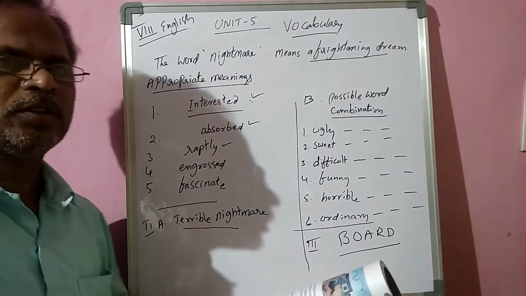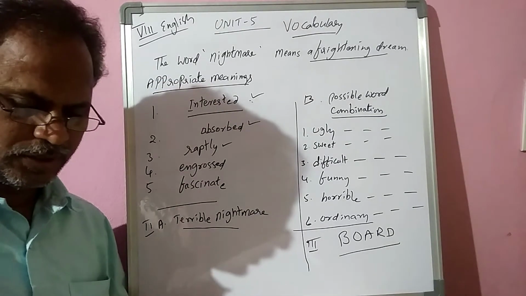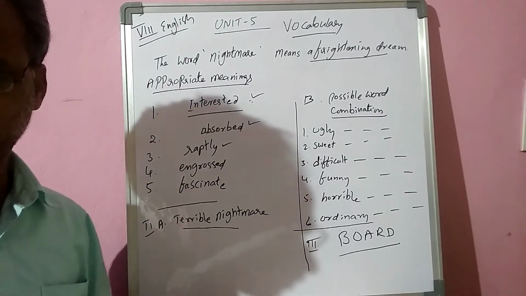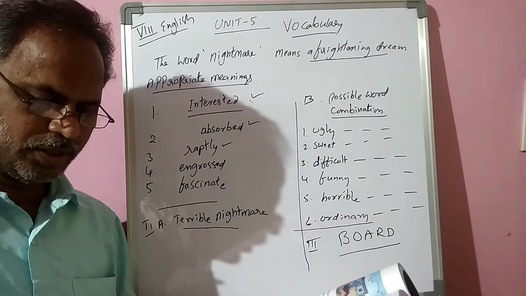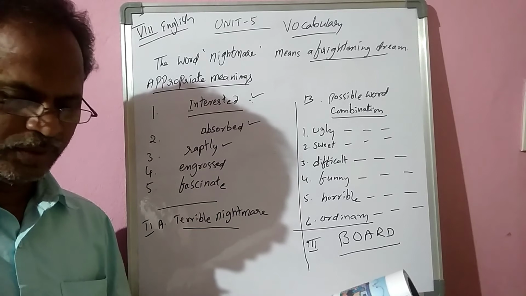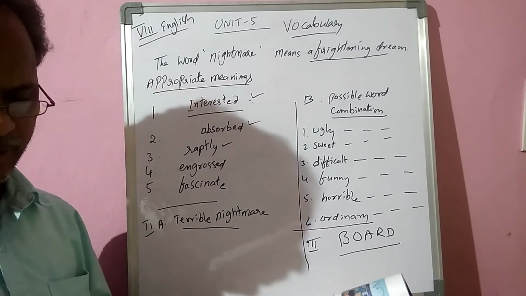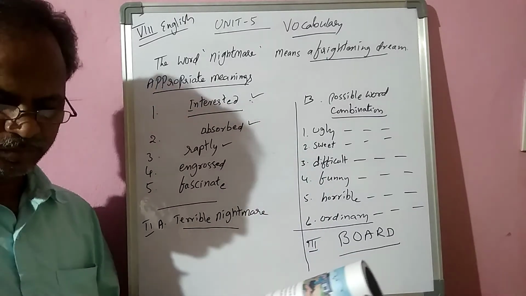And the third one, you see: the students listened raptly to the lecture. Raptly. In the third sentence, the underlined word is raptly. That is totally absorbed. Its nearest appropriate meaning is absorbed. The fourth one: the mysterious story engrossed the readers all the way to the surprise ending. Mysterious story, engrossed. What will be the nearest meaning? You think here, you have to guess it.